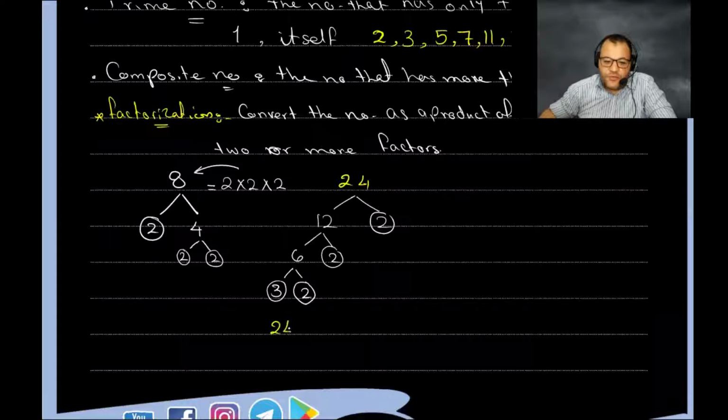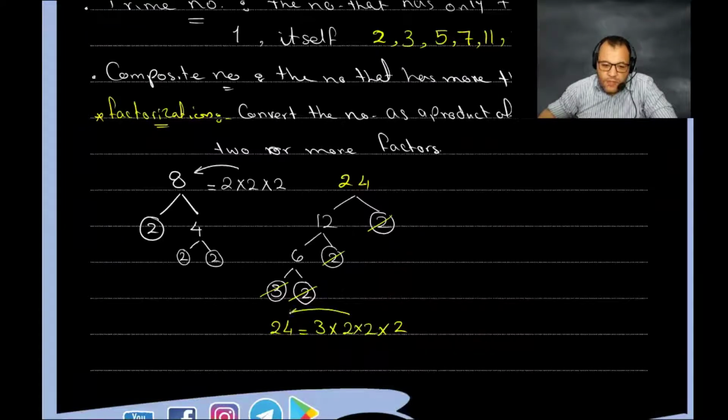What are the factors of 24? What are the numbers inside the circle? Inside the circle. Yeah, 3 and 2. 3, and that's the first 3. Then we have 2. Again we have 2. So if you multiply all of them together, all of these numbers are prime.